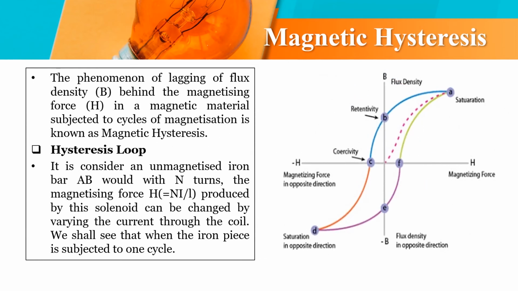The phenomenon of lagging of flux density behind the magnetizing force in a magnetic material subjected to cycles of magnetization is known as magnetic hysteresis. Hysteresis loop. Consider an unmagnetized iron bar AB wound with N turns. The magnetizing force H equals Ni by L produced by this solenoid can be changed by varying the current through the coil. We shall see that when the iron piece is subjected to one cycle.